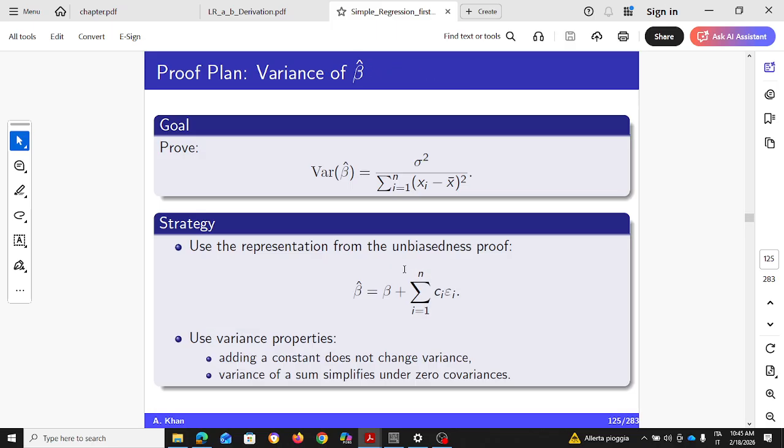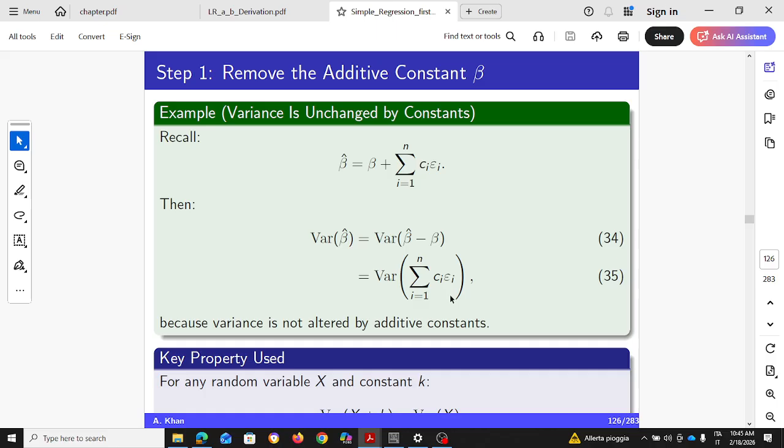Now this is the property of variance, okay. Adding a constant term to a variable does not change the variance, okay. The variance is the same, but it's just shifted by that constant value, okay. So we have this term. Now to take the variance, take this to the other side, variance of beta hat minus beta, okay, which is equal to the variance of this term now, okay. And by the property it does not change if we add a constant.